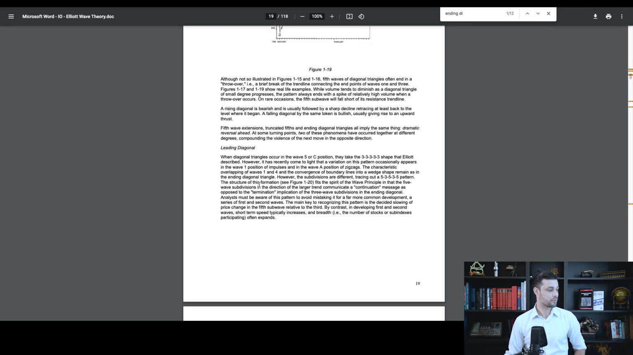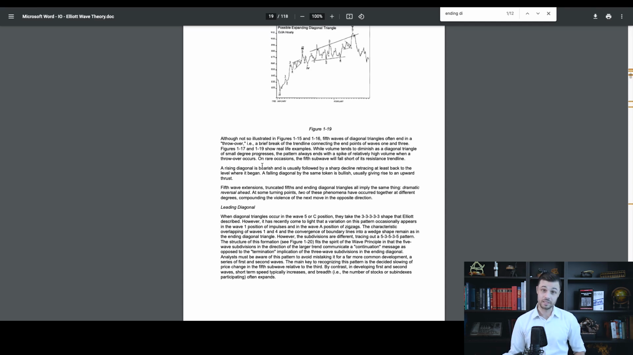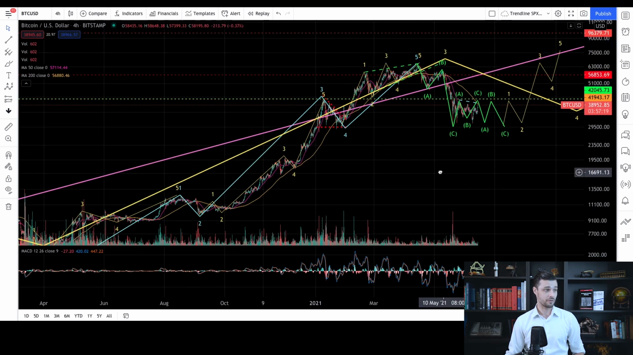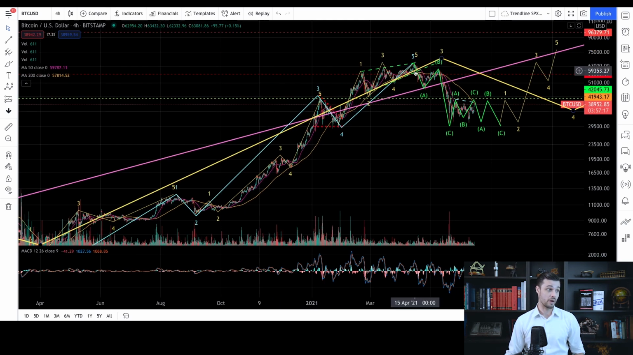I'm not going to go through all of this with you guys, but basically ending diagonals, just like the name states, are final waves of larger degree patterns. So here it was my 5th wave. And I had, of course, as usual, a nice bearish divergence. You can see the market making higher highs, like from 1 to 5, and the MACD during the same time was making lower highs. So this is a divergence.